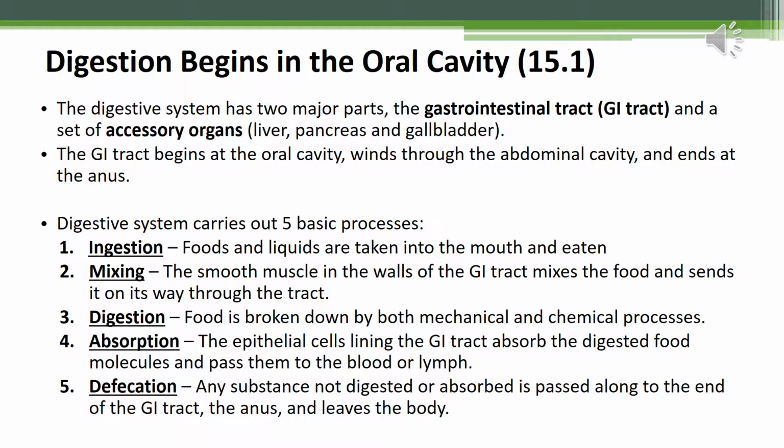There's absorption, which is where the epithelial cells lining the GI tract absorb the digestive food molecules and pass them on to the blood or lymph, and we'll talk about this whole process. And absorption mostly takes place within the small intestine. And then finally we have defecation, where any substance not digested or absorbed is passed along to the end of the GI tract and out the anus such that it leaves the body.